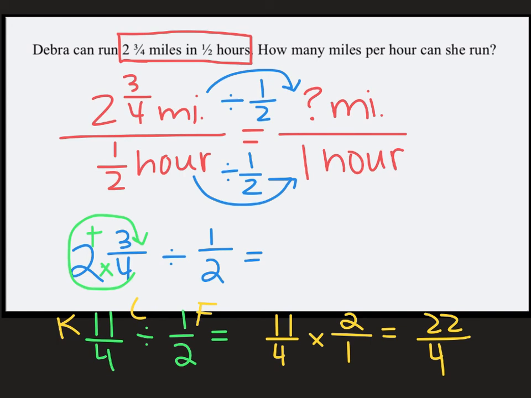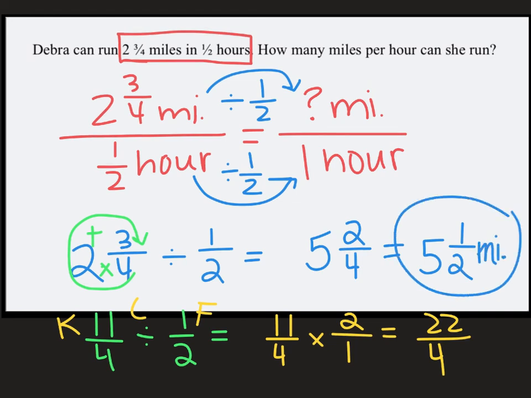22 over 4 simplifies to 5 2/4, which can be simplified further to 5 1/2, which with your units, miles, would be your final answer. If you did plug that in your calculator, it is absolutely okay if you put 5.5 miles. It represents 5 1/2 as well.